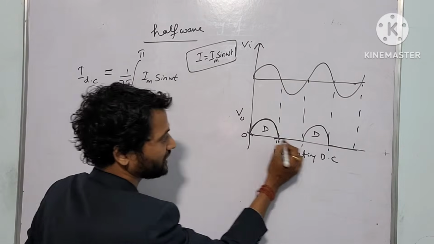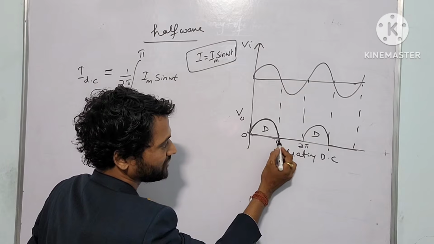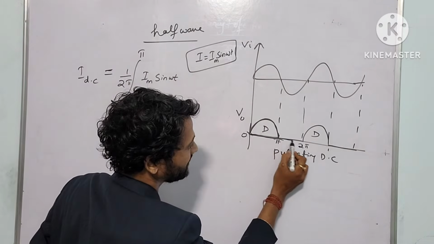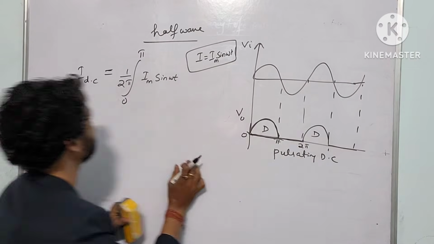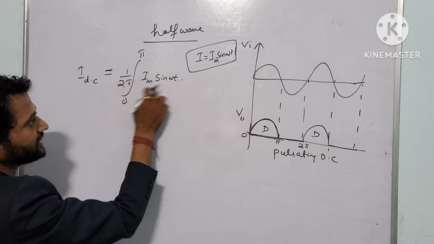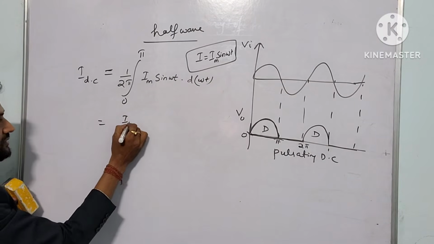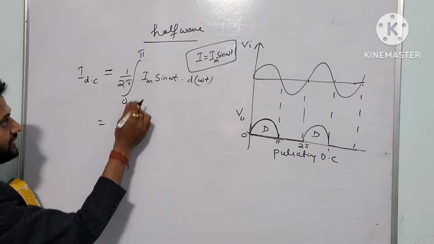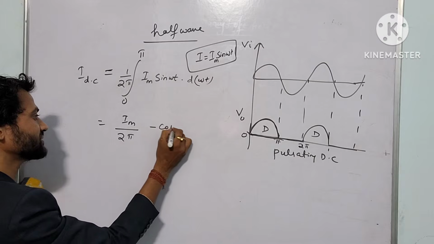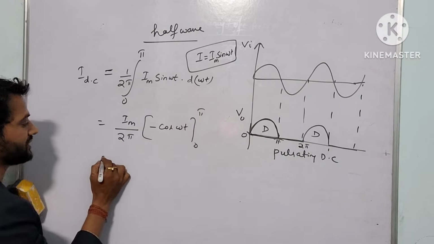This is important, remember. We have to integrate this function from 0 to pi, but to get the average value or DC value, we have to take that entire part. That means we have to divide by 2 pi. Since we are integrating this function with respect to d omega t, Im by 2 pi comes common, and the integration of sin omega t. What is the integration of sin omega t? It will be minus cos omega t from 0 to pi, right?